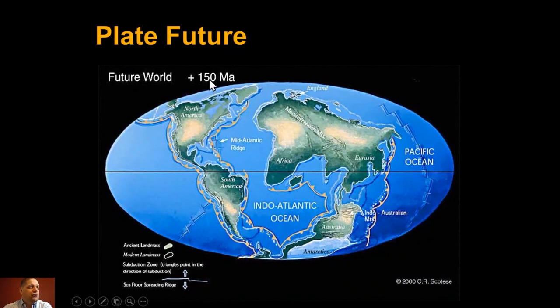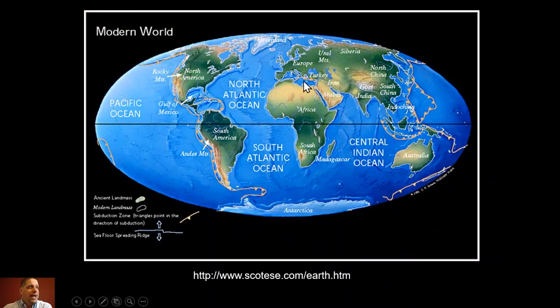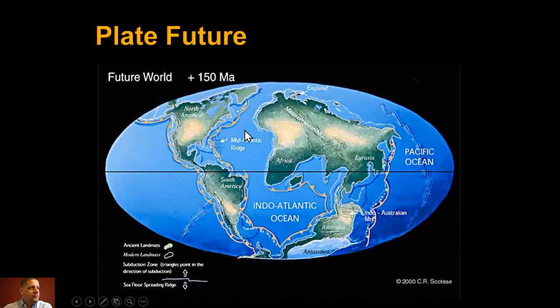Here's the Earth in the future, 150 million years in the future. So here we have subduction. Going back to the modern world, there's subduction in the Mediterranean. There's rifting in Africa. So North America and South America don't look too different. They might be even tilted a bit. Australia and Antarctica have recollided. And Africa and Asia have completely collided. And the Mediterranean Sea is gone.